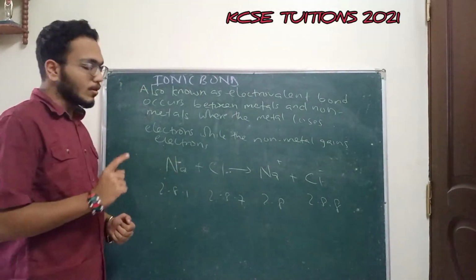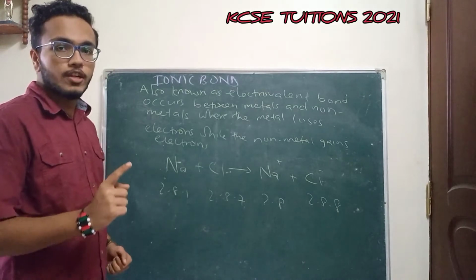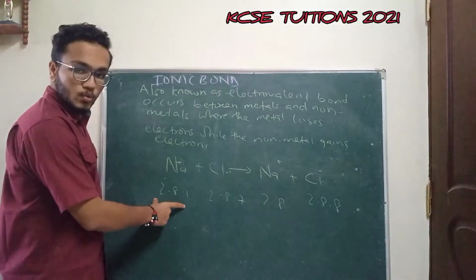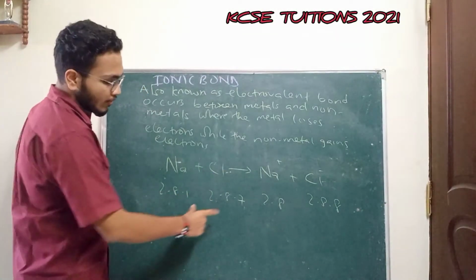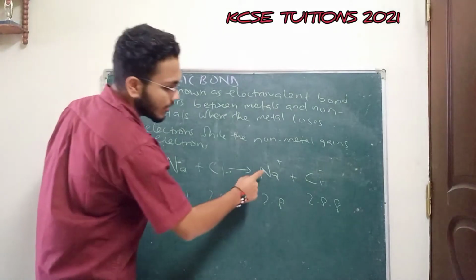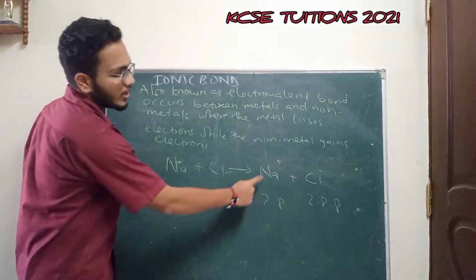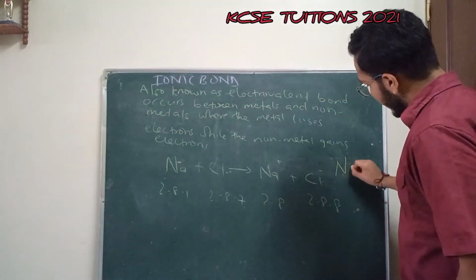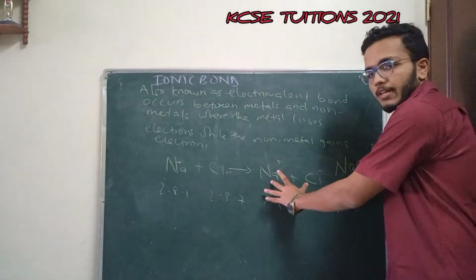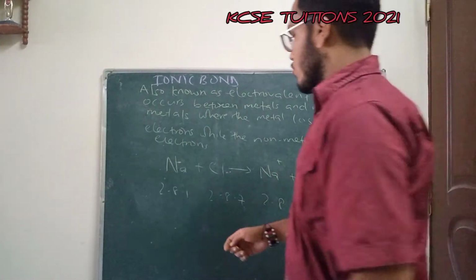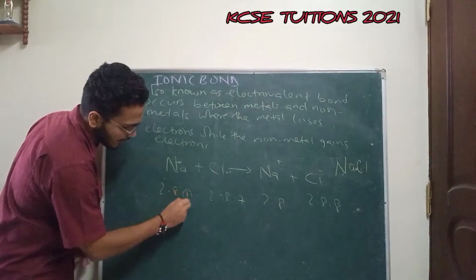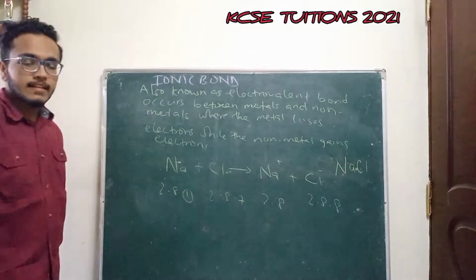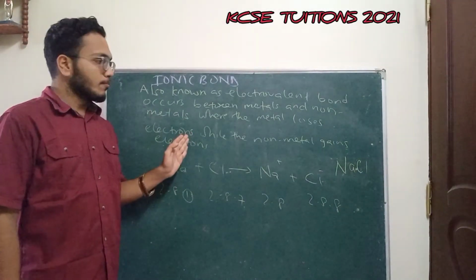An example of a metal and nonmetal reacting to form an ionic bond is sodium and chlorine. Sodium, having an electron arrangement of 2,8,1, and chlorine, having an arrangement of 2,8,7, react to form sodium chloride, that is, two ions, the sodium ion and the chloride ion. This is also sodium chloride, but we have separated the ions in this compound. So sodium 2,8,1 loses this valence electron to form 2,8 and chlorine gains this electron to form 2,8,8. This is how ionic bonds are formed.